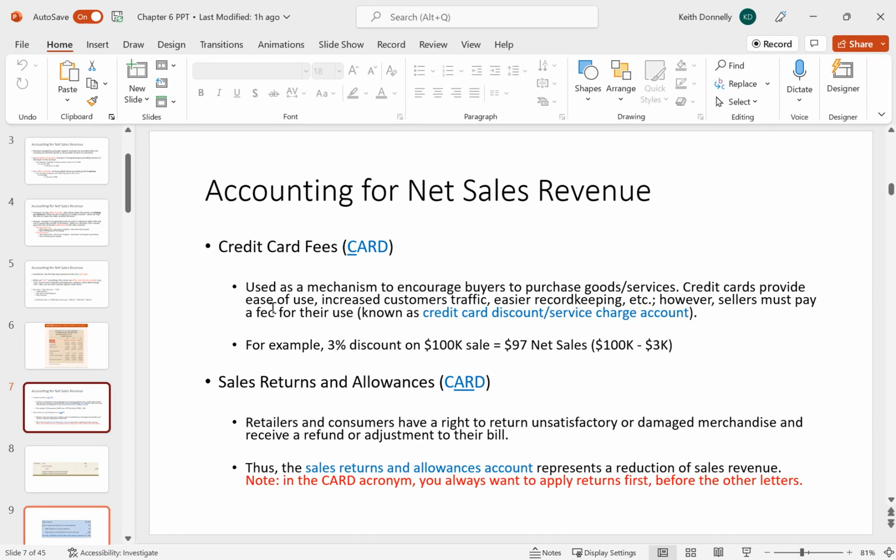Okay, so let's talk about what this CARD acronym means, right? Like why we're subtracting it out. The first one here is credit card fees, right? So if you have a business and you're selling goods and items, you may consider offering a credit card to your customers, right? You could check out when you buy the pizza, you can give me cash or you can give me credit card, right? You can pay with either of those two.